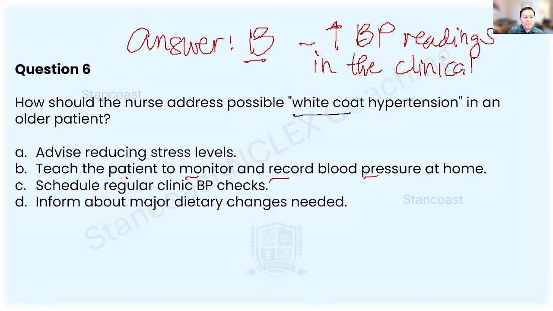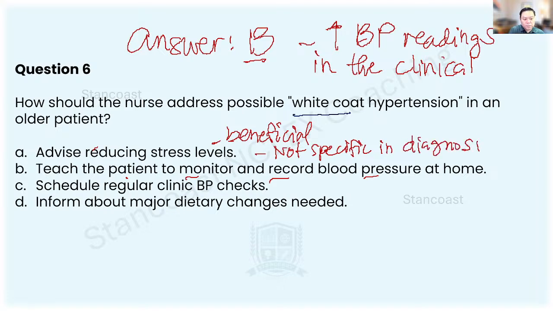Okay, now if we had answered letter A, advise reducing the stress, well, this is going to be beneficial, but it's not going to be specific to diagnosing the white coat hypertension. Okay, so this is beneficial, but not specific in diagnosing white coat hypertension. All right, so that is wrong.